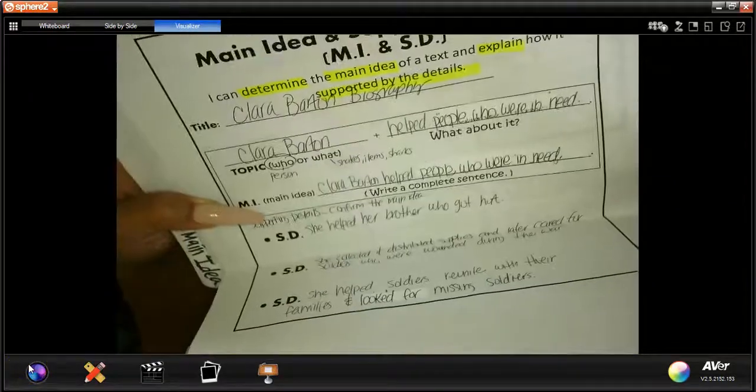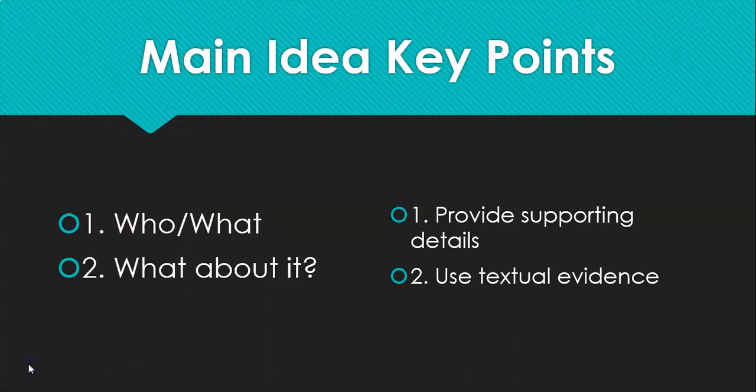So take it out. On a blank sheet of paper in your composition book, I want you to write main idea key points. Because remember, boys and girls, these key points guide you through the lesson. If you ever get stuck and you forget, how do I find the main idea? You go back to your key points. So how are you going to do it? Number 1, you're going to ask who or what. Once you've determined if it's a who or what, you're going to ask yourselves, what about it? Don't forget to provide supporting details and use textual evidence. Remember, boys and girls, textual evidence comes straight from the text. So pause this video now so you can copy all these key points.